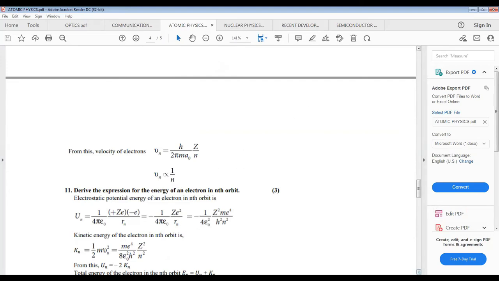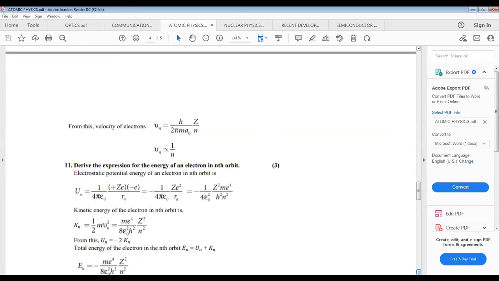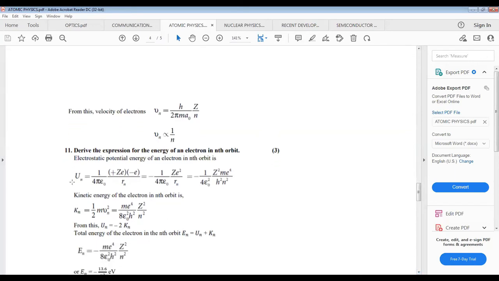Then coming to the energy of the electron, what is the total energy of the electron? This is your potential energy, this is your kinetic energy. Both are in the same form. You have Z square m e power 4 by epsilon naught square h square n square. Here also you have Z square m e power 4 by epsilon naught square h square n square. The only difference is here you have minus 1 by 4, here you have minus 1 by 8.